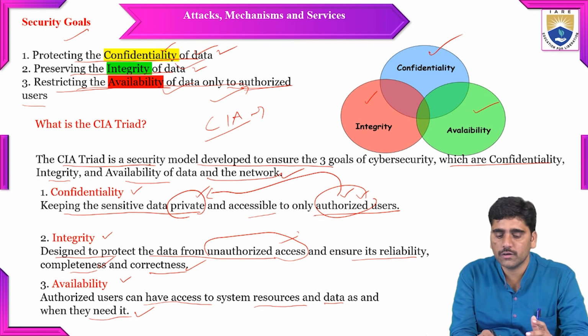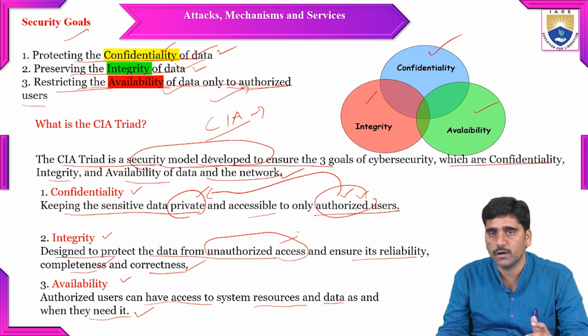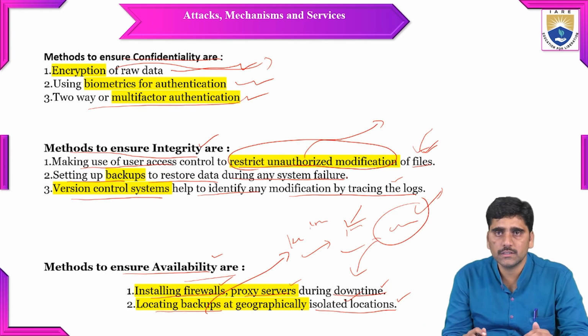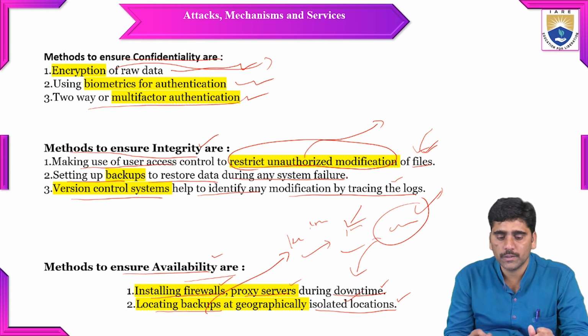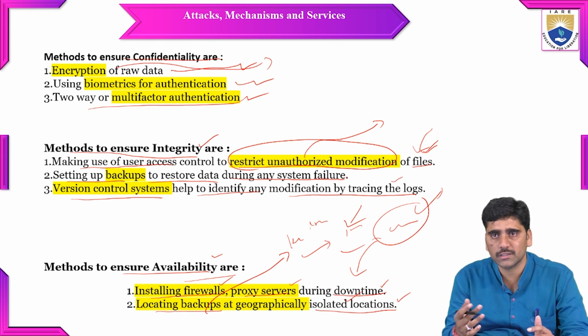So confidentiality, integrity, and availability form the security model. There are methods that ensure confidentiality, methods that ensure integrity, and methods that ensure availability. Encryption, biometrics, and multi-factor authentication are methods for ensuring confidentiality. Methods for integrity are restricting unauthorized modifications, taking backups, and version control systems. Installing firewalls, locating backups, and proxy servers ensure availability.